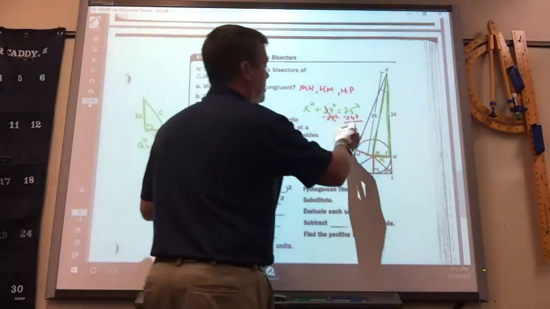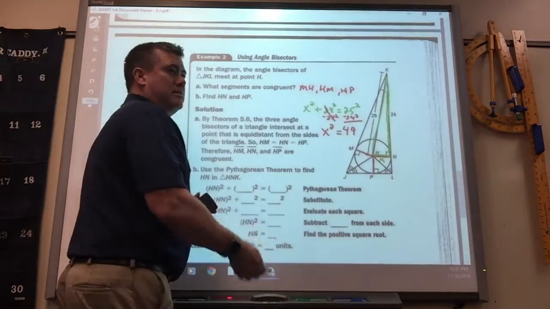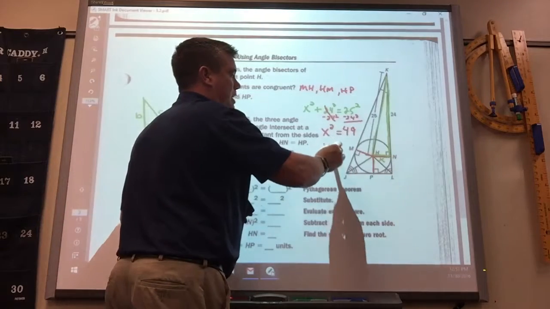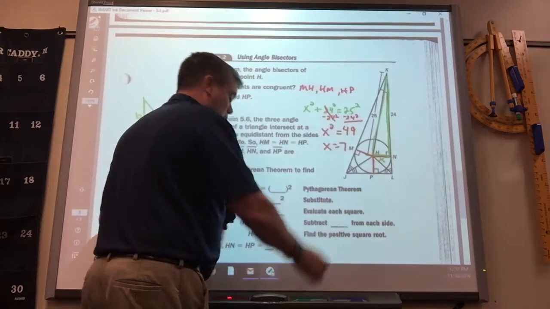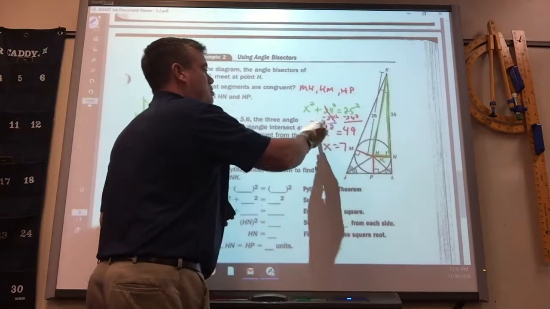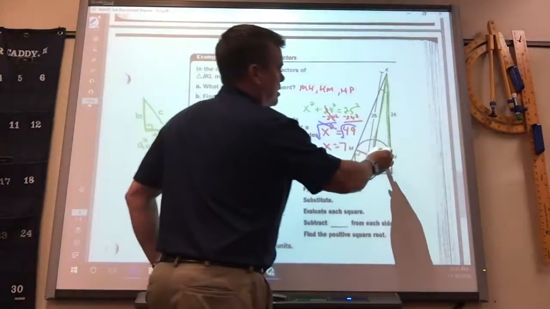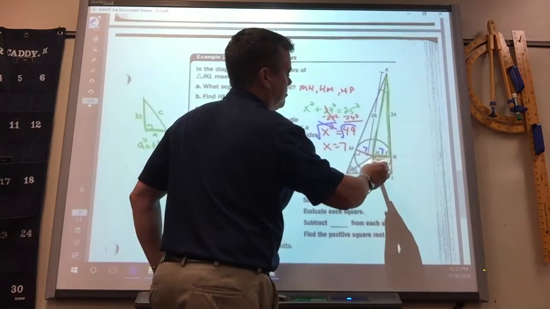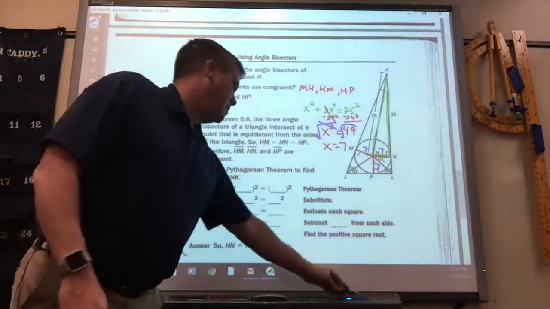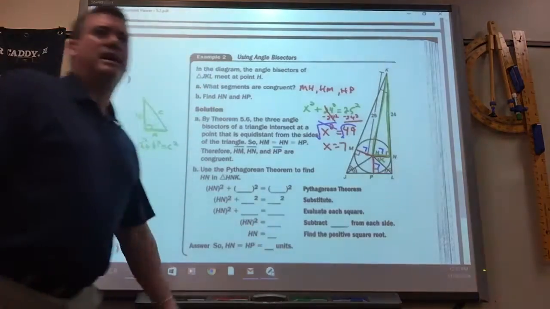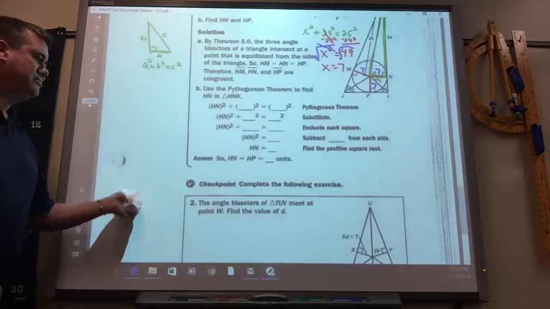And you get 49 equals x squared. So if x squared is 49, what's x equal to? 7. Because remember, to get rid of a square, what do you got to do? Square root, and you get 7. So these lengths would all be 7 right there. Okay? The ones on the assignment, I'll show you which ones you got to use the Pythagorean theorem on.